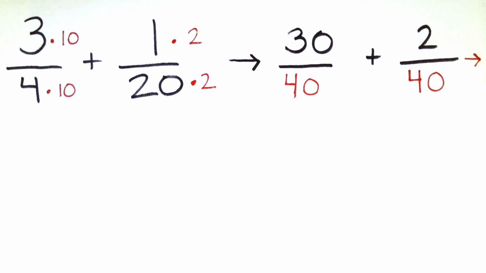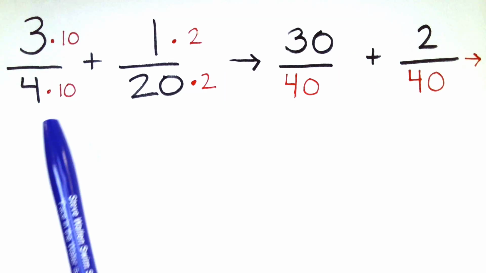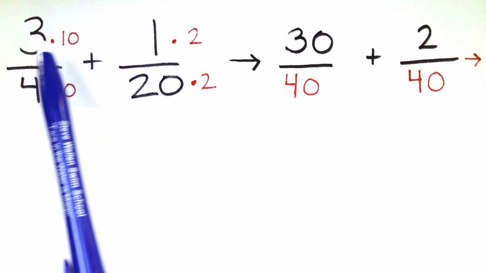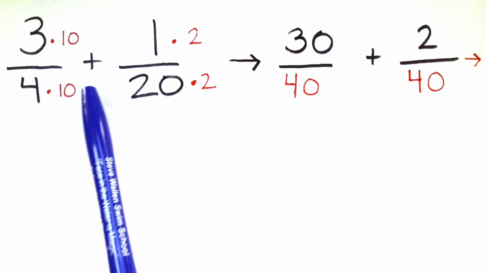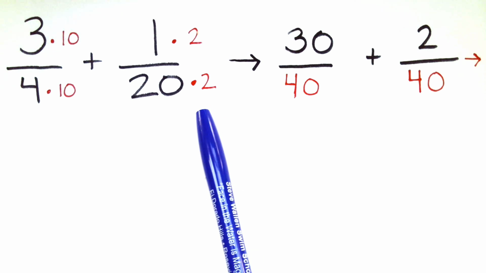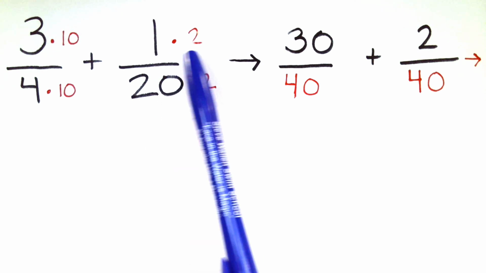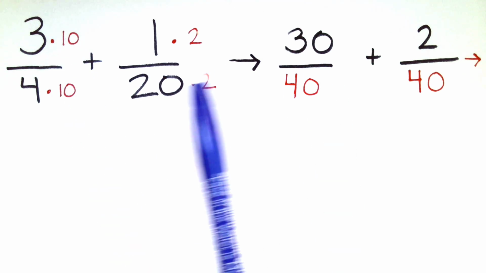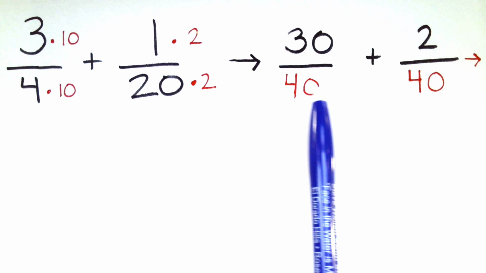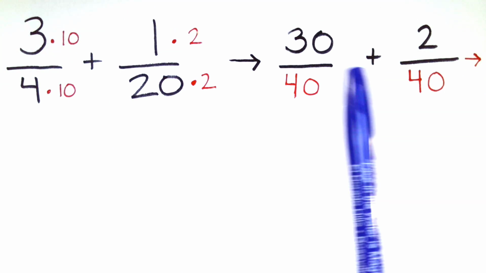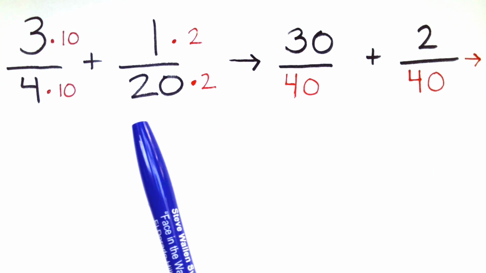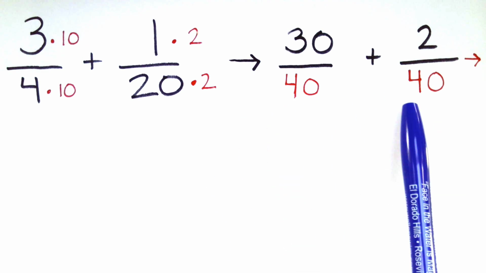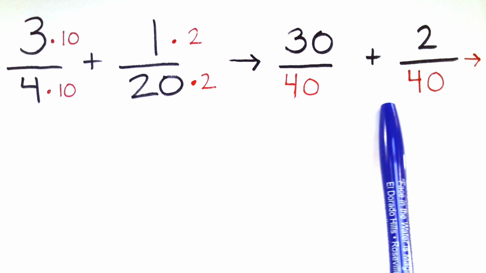All right, so what you should have done at this point, you realize that 10 times 4 is 40, so I multiply bottom and top of the fraction by 10. Plus 20 times 2 is 40, so I multiply the bottom and the top of the fraction by 2. Okay, 3 times 10 is 30, 4 times 10 is 40, plus 2 times 1 is 2, and 20 times 2 is 40. Now we have a common denominator of 40 in both of the fractions.